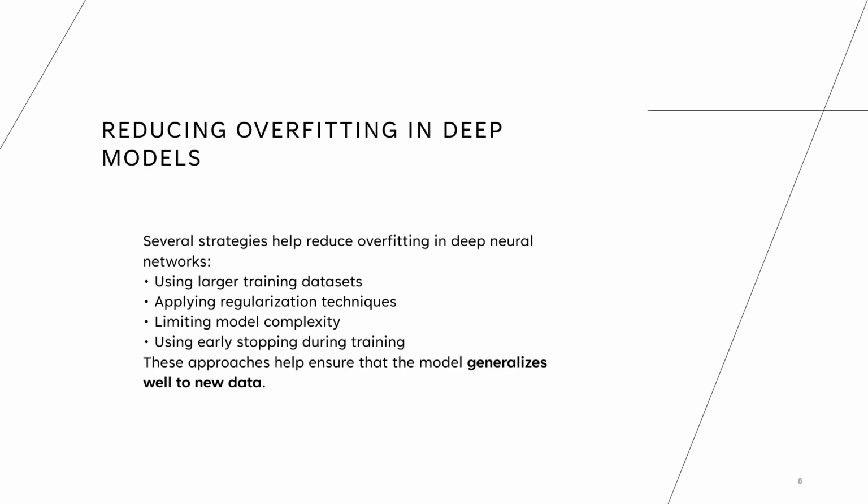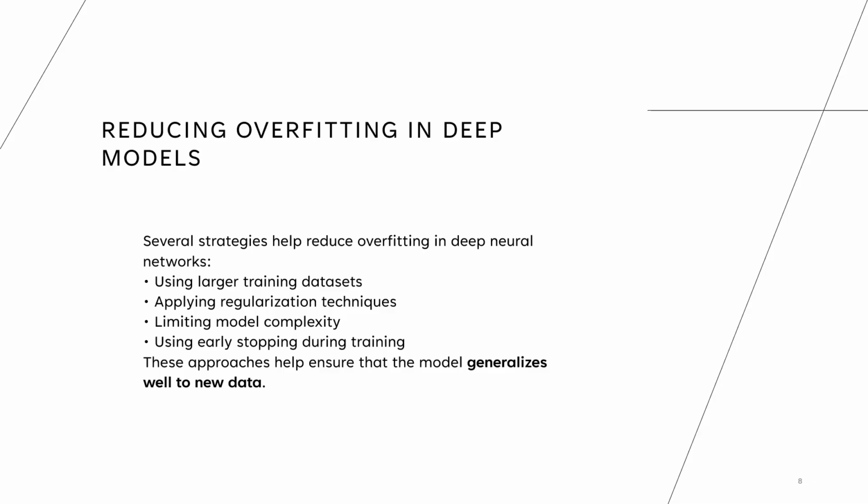Because deep neural networks have a large capacity to learn complex patterns, it is important to apply strategies that help prevent overfitting. One common approach is to increase the amount of training data. When a model is trained on a larger and more diverse dataset, it becomes more likely to learn the true underlying patterns, rather than memorizing specific examples. Another strategy involves the use of regularization techniques, which introduce constraints that discourage the model from becoming overly complex. We can also control overfitting by carefully managing the structure of the neural network itself. Limiting the number of layers or neurons can sometimes help prevent the model from becoming unnecessarily complicated.